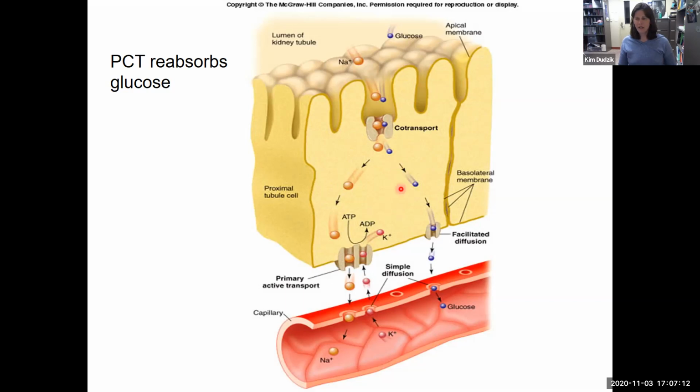Once it gets inside the cell and has to move into the interstitial fluid, it's a lower concentration out here. So that's just facilitated diffusion.